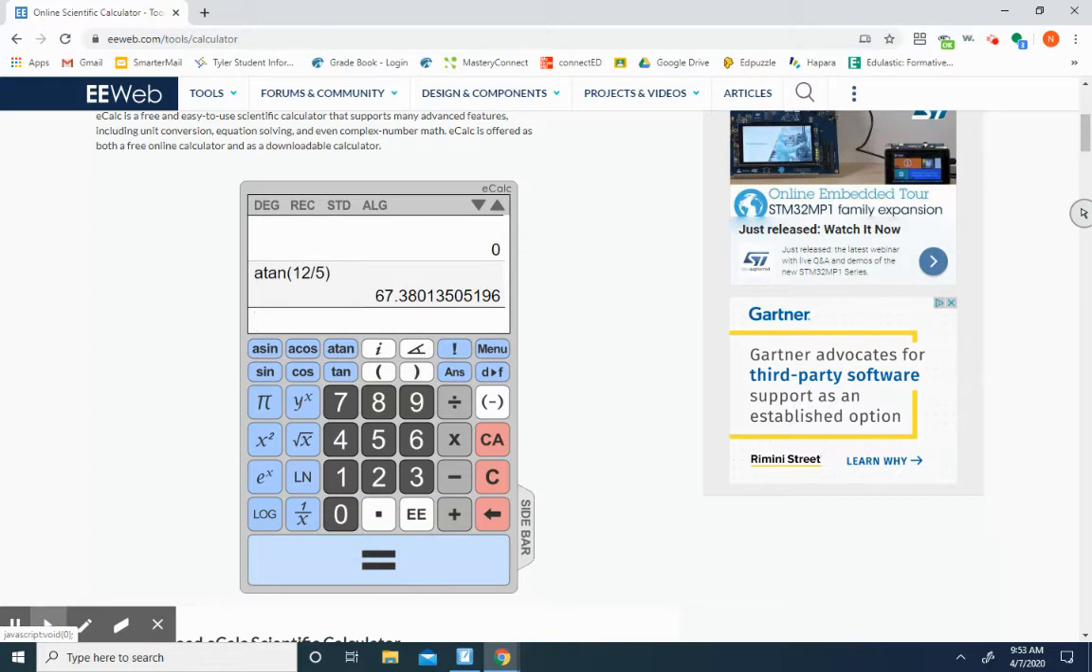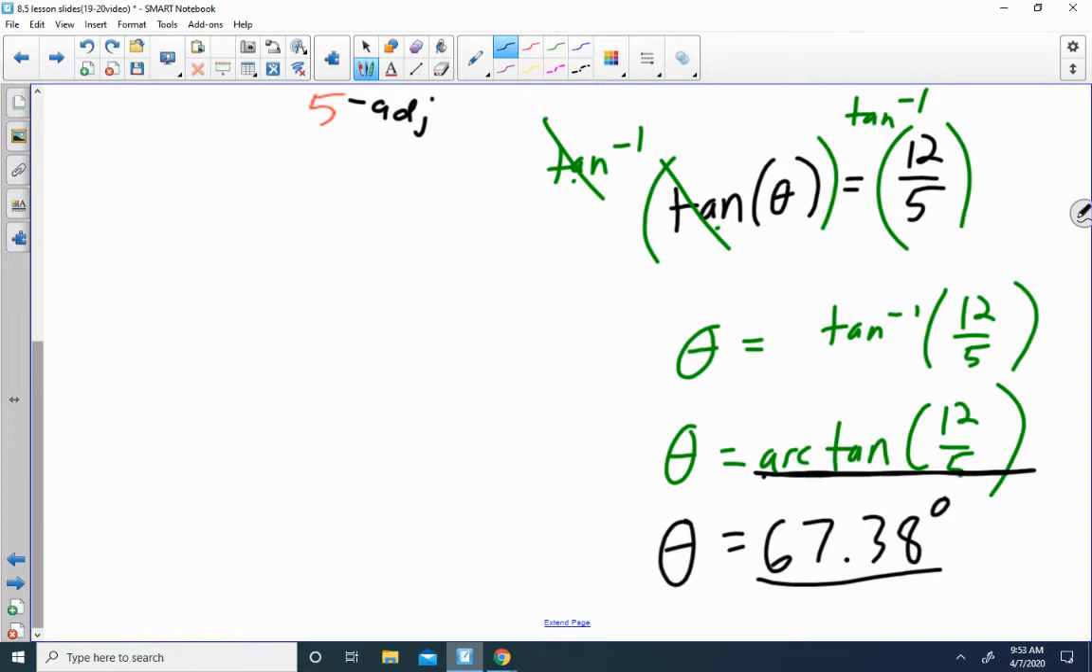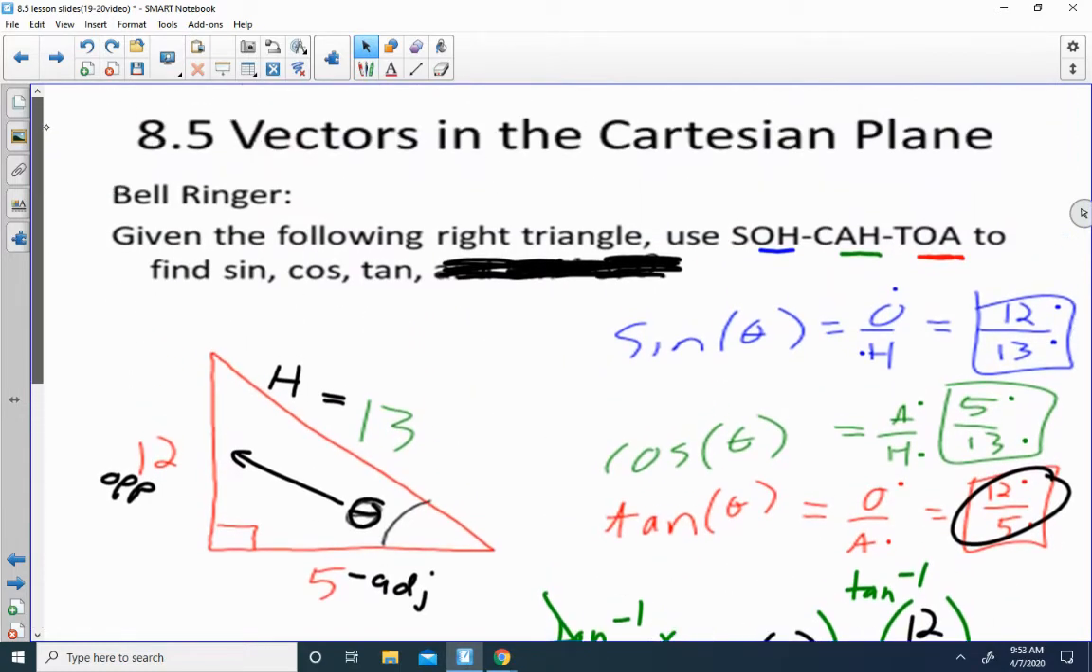67.38. And also make sure your calculator is set to degrees. You will need degrees for this lesson. So then you would say on the slide that the angle is equal to 67.38 degrees if you round it to 2 decimal places. Please keep that in mind about how to get tangent inverse, because we will be using that in today's lesson. So now that we've had a nice bell ringer refresher on that, let's move on to the main stuff for part 2 of this lesson.